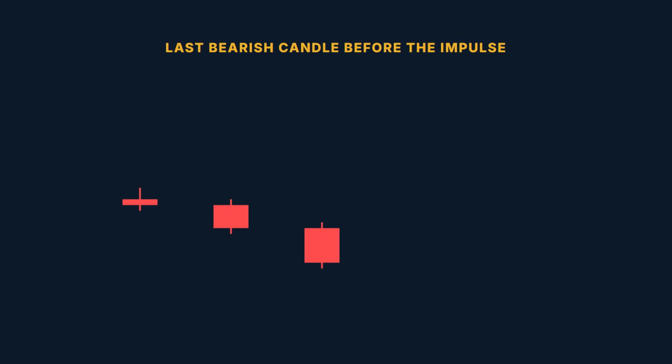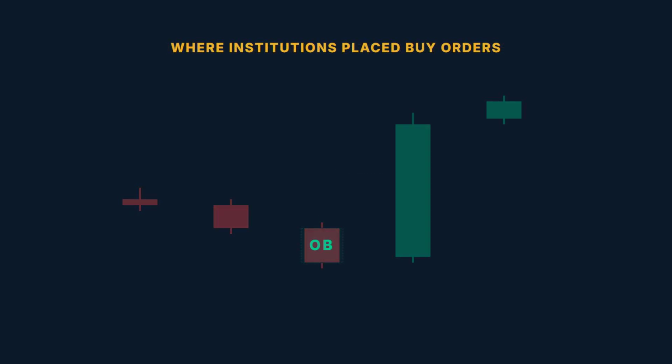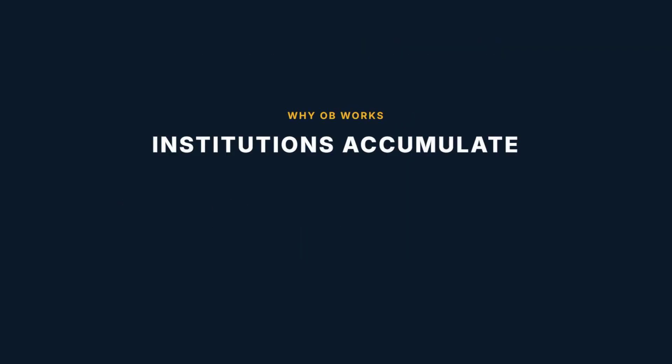A good approach is to enter at the top of the FVG, the beginning of the zone as price returns to it, and place your stop beyond the far end of the zone so you are positioned inside the imbalance, not in front of it. Now let's bring in the order block, which is the concept that works alongside the fair value gap and significantly increases the probability of your trades.